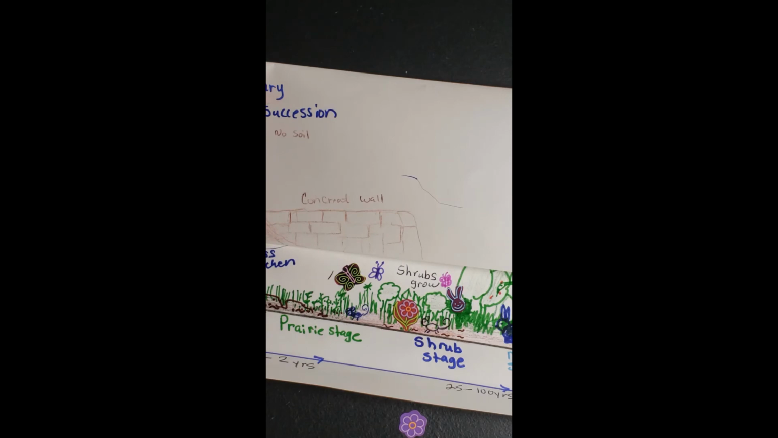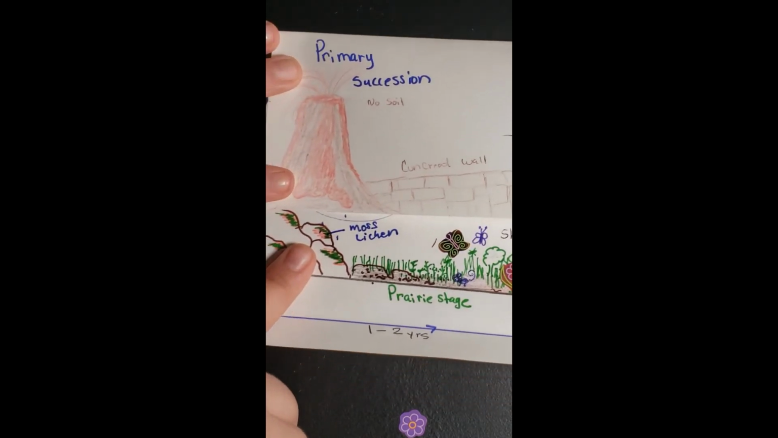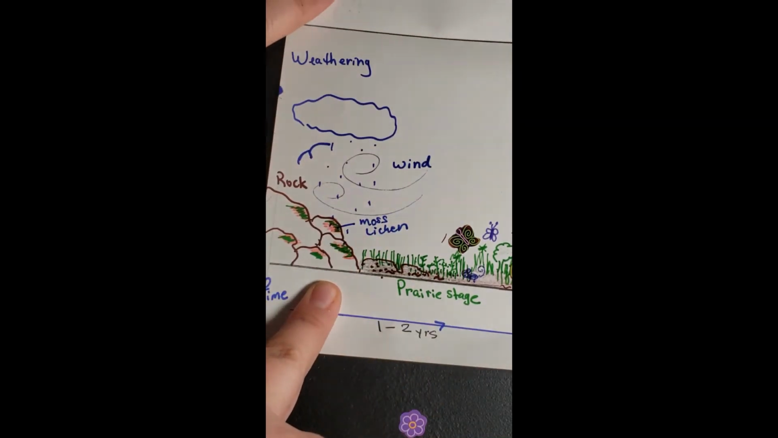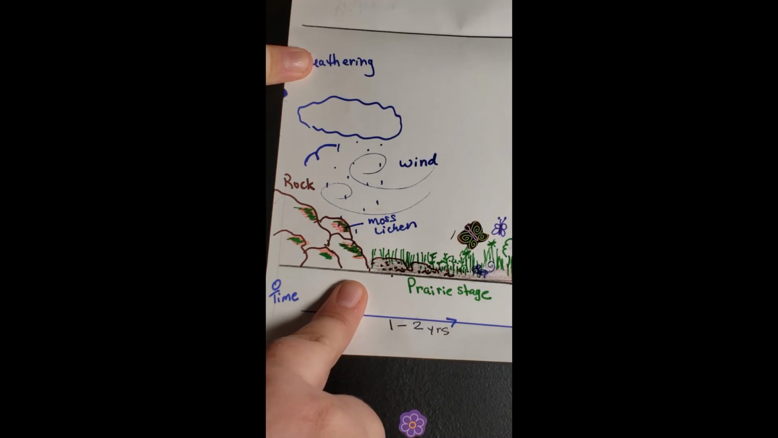They used to make walls out of big rocks. So primary succession can start there. So this is where we start. Primary succession starts with our volcanoes, and of course weathering is what is going to break that down.